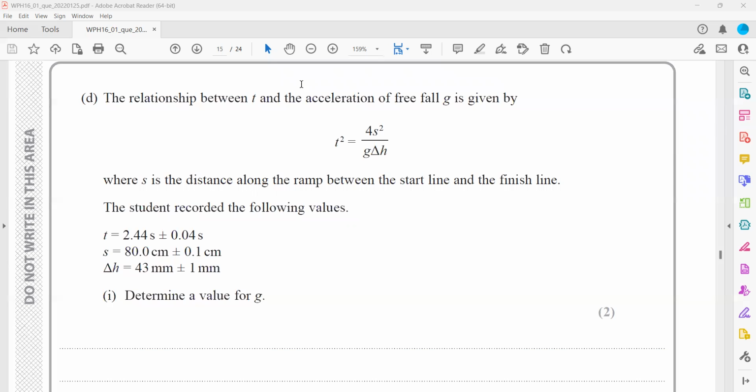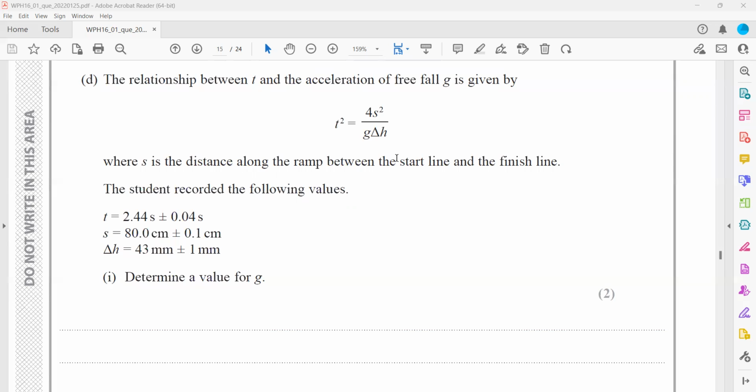Then the relation between the time and the acceleration of a free fall is given by this equation, where S is the distance along the ramp from the start, and the student records the following values. Determine the value of g. How to determine the value of g? You just have to substitute. g is your subject, so g is equal to 4S squared over T squared delta H.